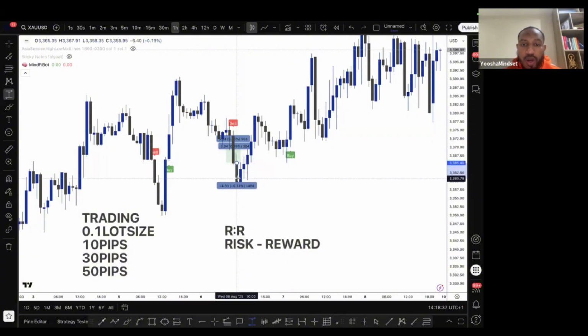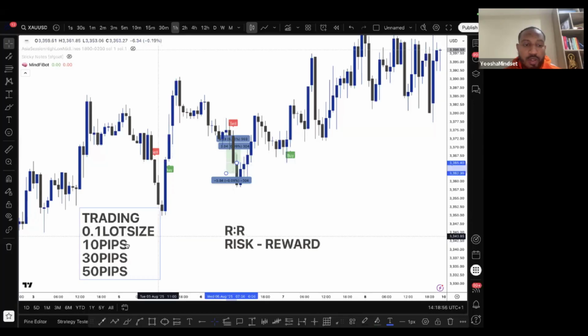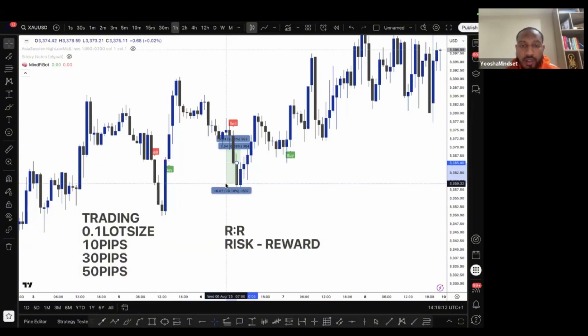So if you're doing one-to-one, you should already be out in profit at this level. If you're doing one-to-one on this 30 pips, you should take your profits, meaning you open a position, you risk 30 pips, and 30 pips on 0.1 lot size is $30. So you're risking $30 to make $30. If you're doing 1-to-2, your take profit will now be 60 pips, which will be around here.